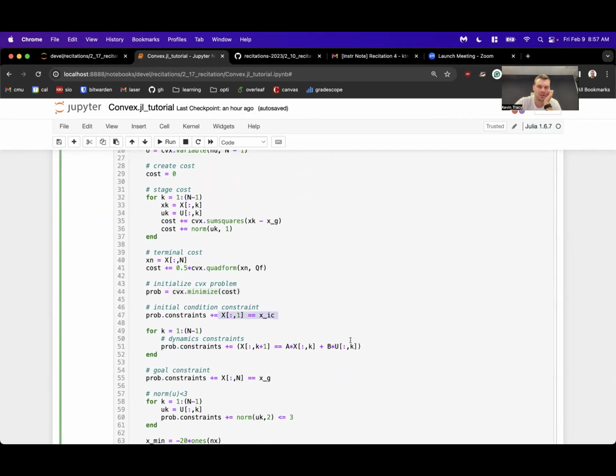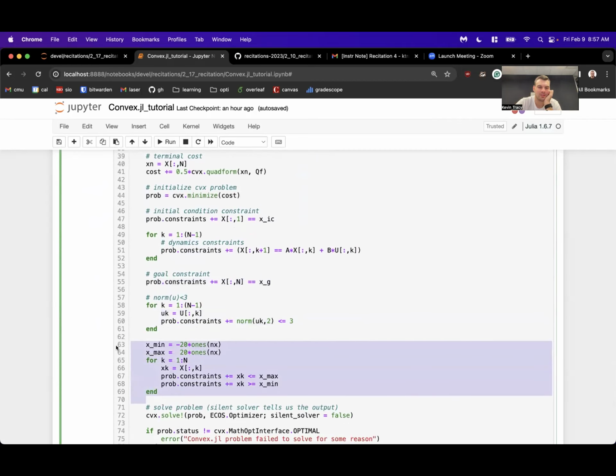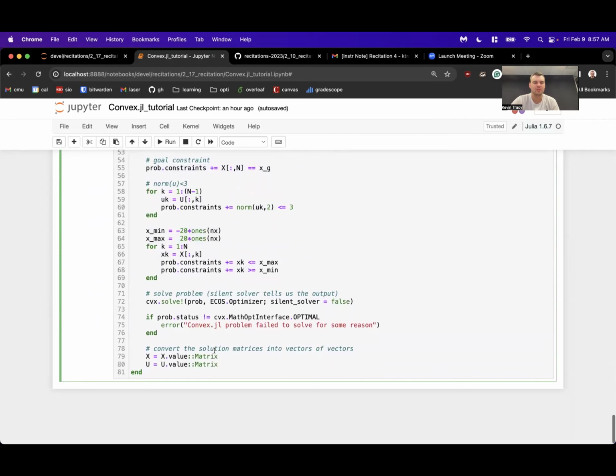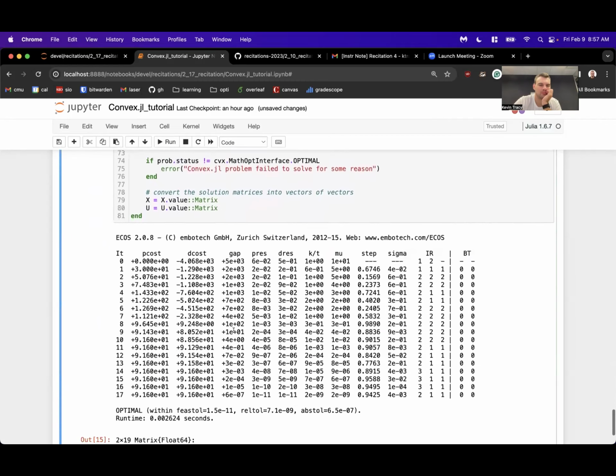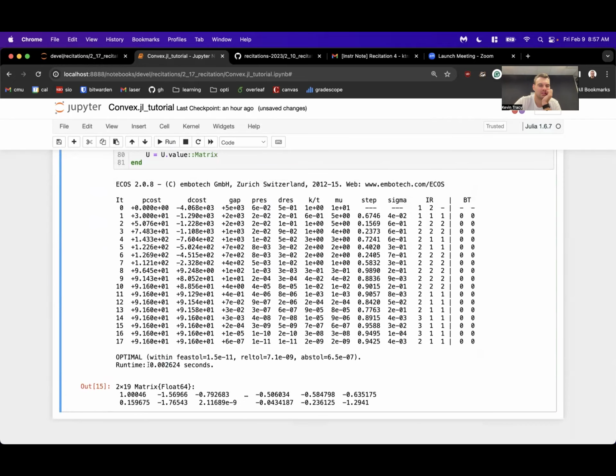Initial condition, add our dynamics constraints, add our goal constraint, add our norm of the control less than 3. Then here we add our state constraints on the bounds. Let me go ahead and solve this problem. Again, solved in no time, solved in 2 milliseconds. And even this is so much slower than it'd be with a custom solver. But we're talking about convex optimization, which is so fast in general that for prototyping, playing around, doing control stuff on homeworks, everything is just much simpler using one of these parsers.